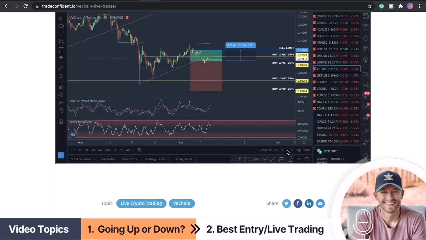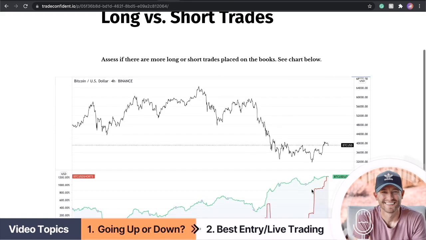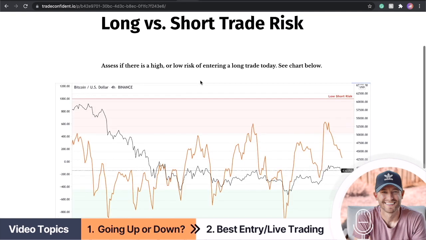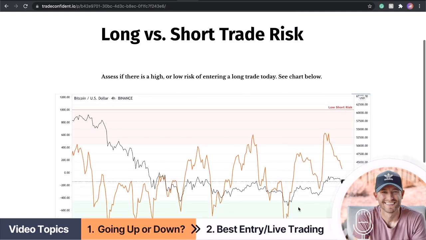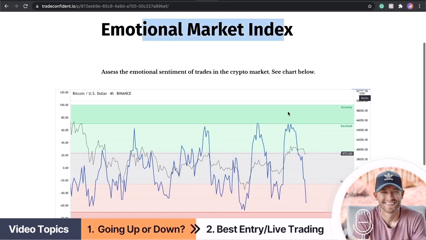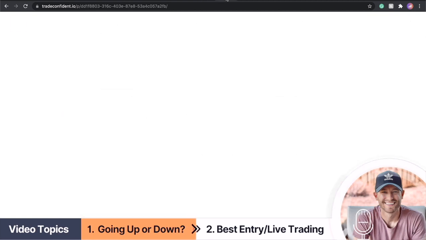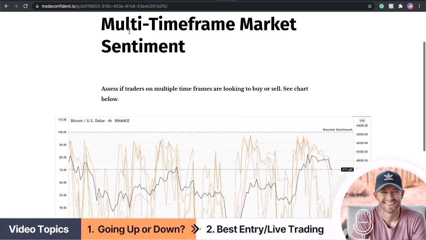Also, real quick before you guys leave, I am coming out with a new section of the website where you guys are going to be able to see the current long and short trades every single day, as well as the risk of entering a long trade or a short trade at the current market. And then you are going to be able to see the emotional market index. When people are very greedy, they start holding too long, and this is where the price drops out. Alternatively, when people are very fearful, the big whales are coming in and they are buying your fear like crazy, and they're driving the price back up. So get an idea of what the market is looking at as far as emotional perspective, and that's where you guys can trade better. Two more here, the multi-time frame market sentiment.